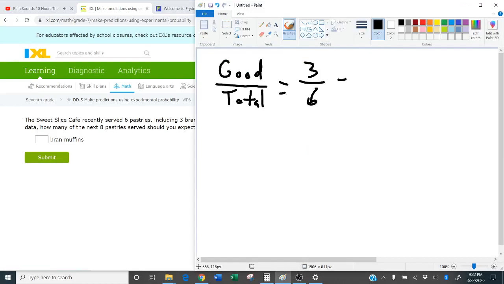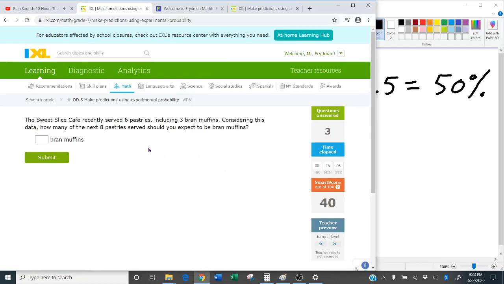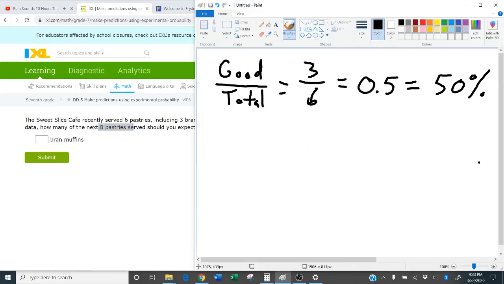Well, 3 out of 6 equals 0.5. If you don't believe me, just go to a calculator and do 3 divided by 6, or do the long division, which is equal to 50%. I know that 50% of people, meaning half of the people, are buying bran muffins, or at least half of the pastries sold are bran muffins. So if we sell 8 more pastries, out of those 8, we would expect half of them to be bran muffins, and half of 8 is 4.